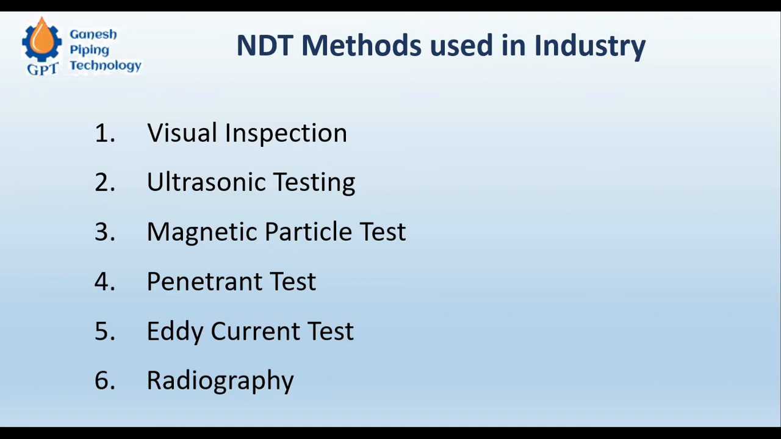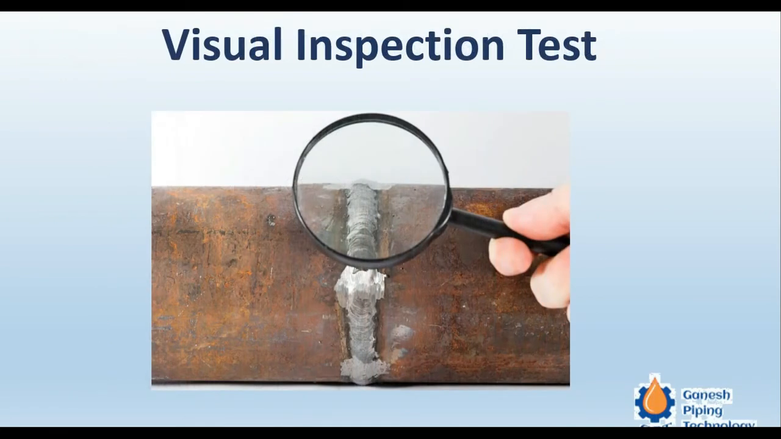In today's episode, we are going to see some of the primary methods of NDT, which do not require any sophisticated device, and from the cost point of view also they are very economical. First is the visual inspection. Visual inspection means whatever inspection of the joint can be conducted by the naked eye and, of course, the magnifying glass, as we can see here.